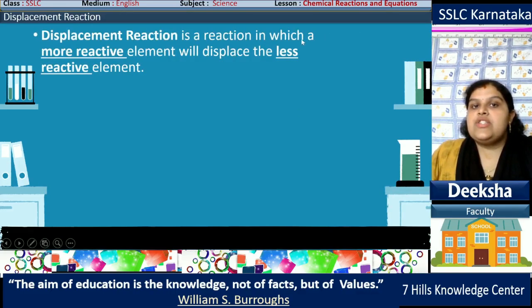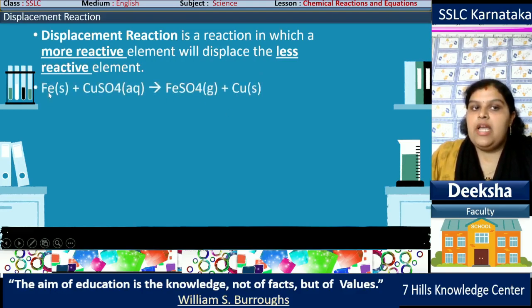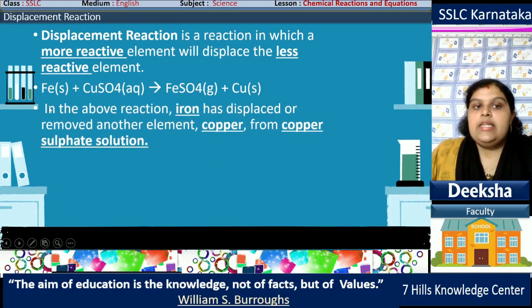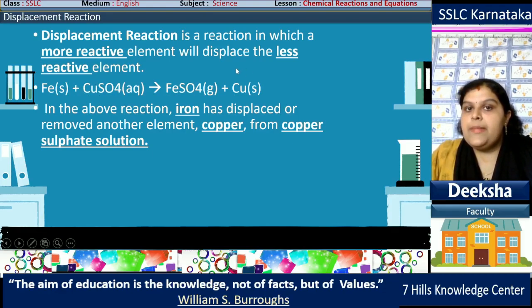Displacement reaction is a reaction in which a more reactive element will displace the less reactive element. Example, Fe plus CuSO4 gives FeSO4 plus Cu. In the above reaction, what is happening? I told, right? Iron has displaced or removed another element, copper, from copper sulfate solution. CuSO4 is becoming Cu on the product side, right? It has been displaced, it has been removed from its original position.